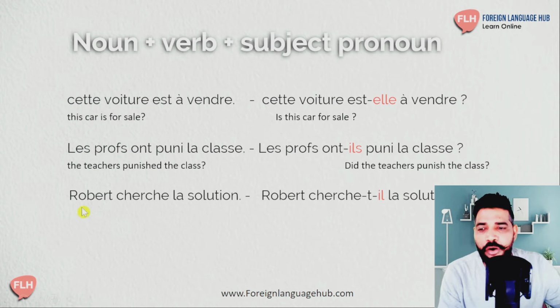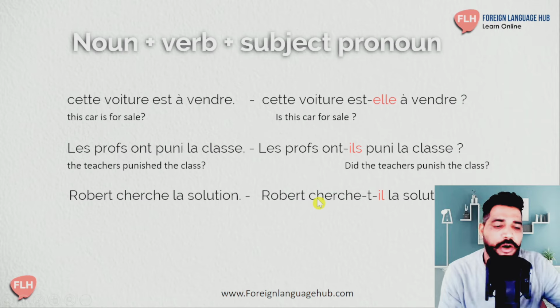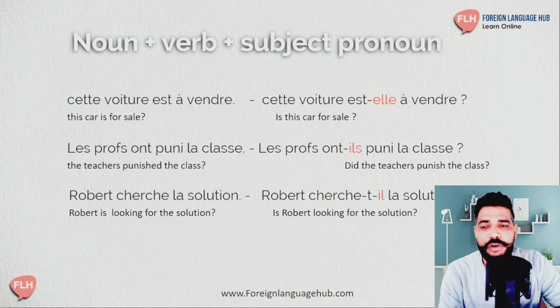Let's take another example. Robert cherche la solution. Robert is looking for the solution. Now Robert is a name, it's singular third person, correct? So for singular third person we are putting il here. Now if you see, we have put an extra t also because these two vowels are facing each other, as we discussed in the previous slide. So here we are putting an extra t, and this il is for Robert. So that's how we do inversion in case any sentence is starting with a noun.